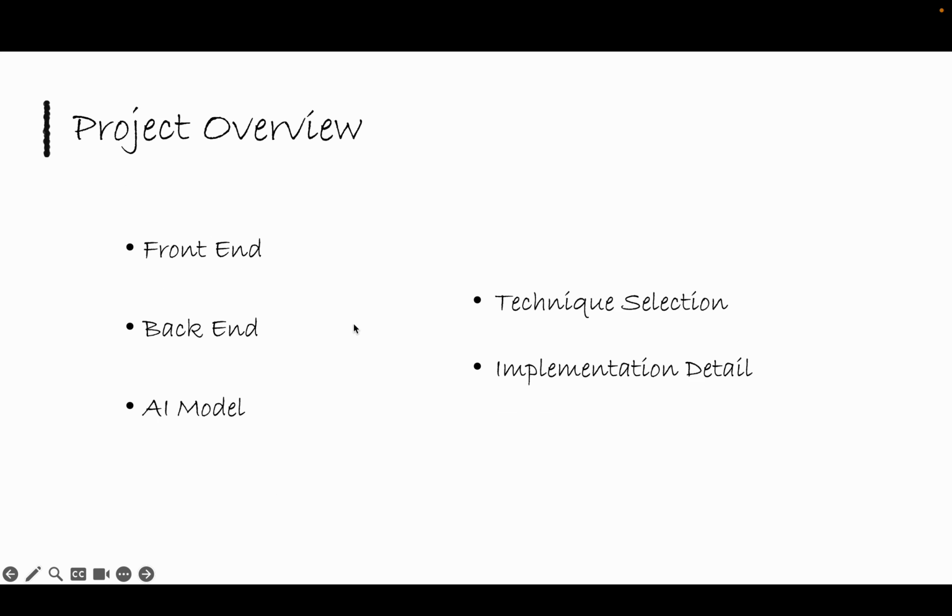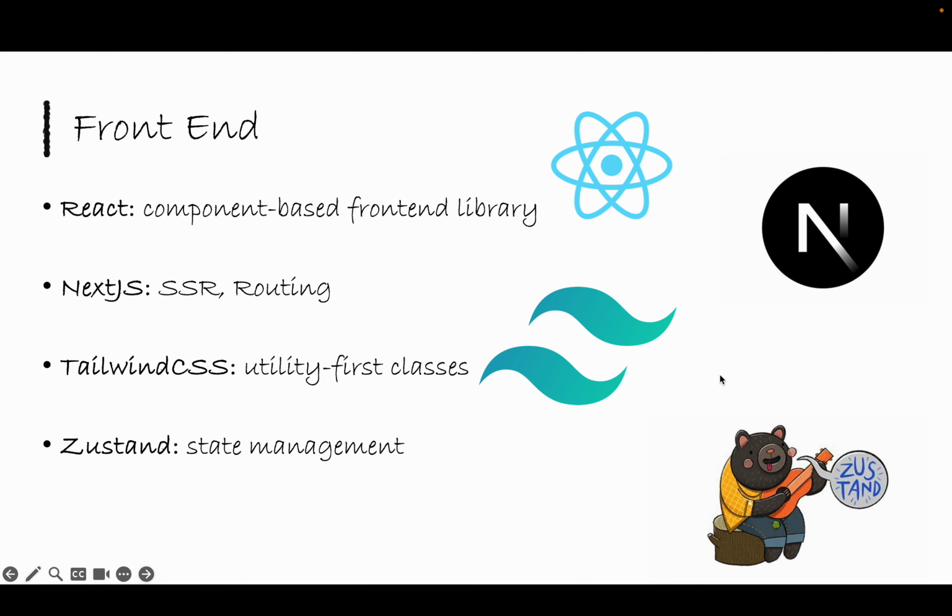Just like other full stack projects, it has a front end and also a back end. Besides, we have the AI model, which is separate from the previous two. In these three sections, we will talk about what techniques we used, why we chose them, and also a little more about the implementation details. So here's the front end. We use the combination of React and Next.js as our front-end library and framework. We use Tailwind CSS to style our components, and also use Zustand to manage our game board state.